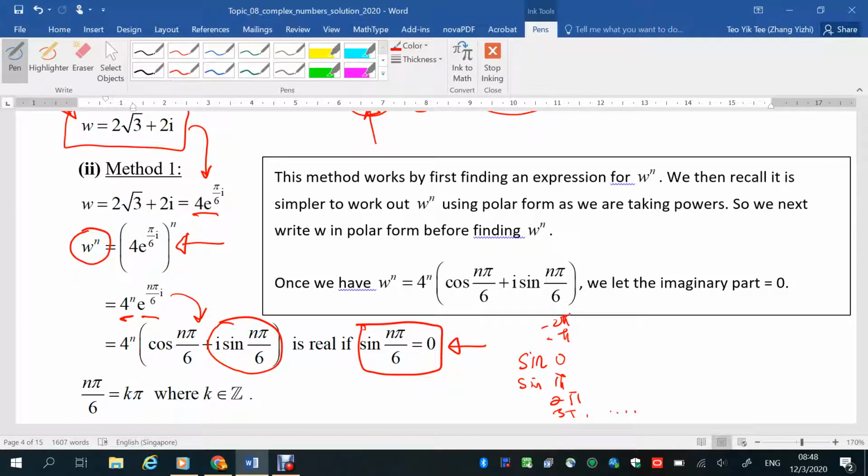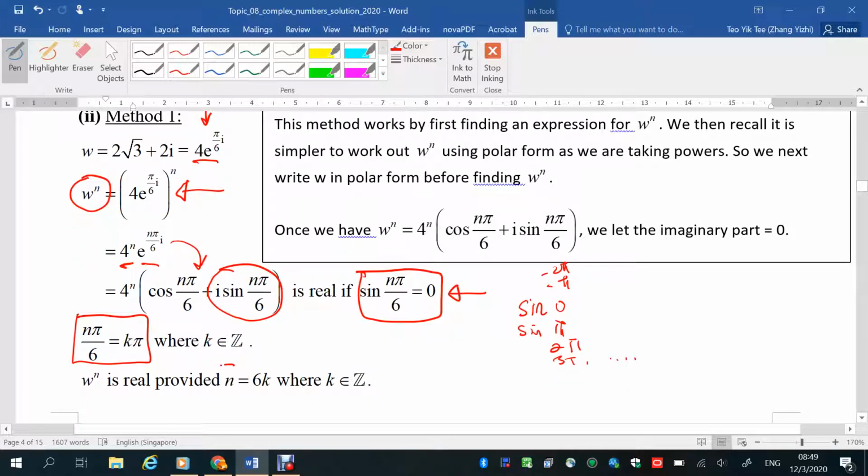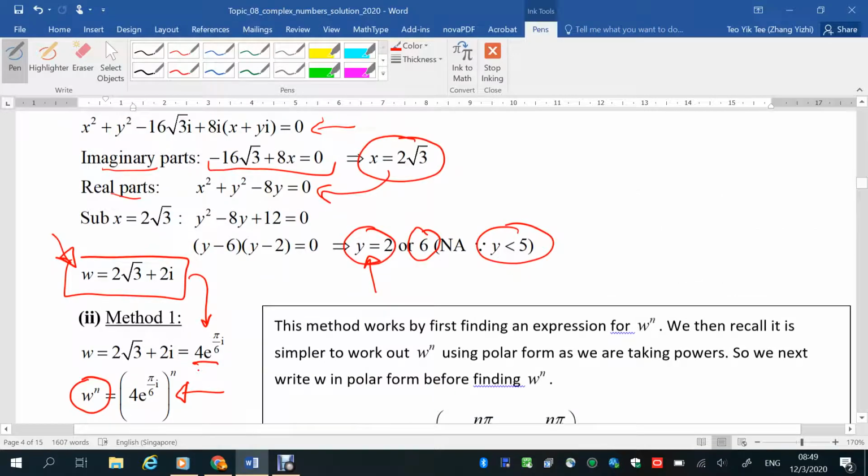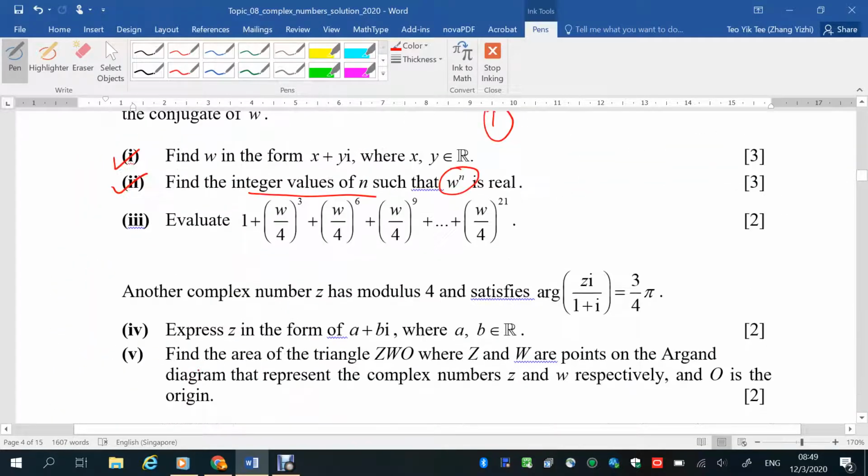So your nπ/6 must be equal to kπ, where k is supposed to be any integer, regardless of positive or negative. I say again, it's an integer. That means I can take 1, 2, 3, 4, 5, 6, 0, -1, -2, -3, etc. So from here, you shift around, and you can find that n is equal to 6k, where k is any integer. So that is part 2 of the question.